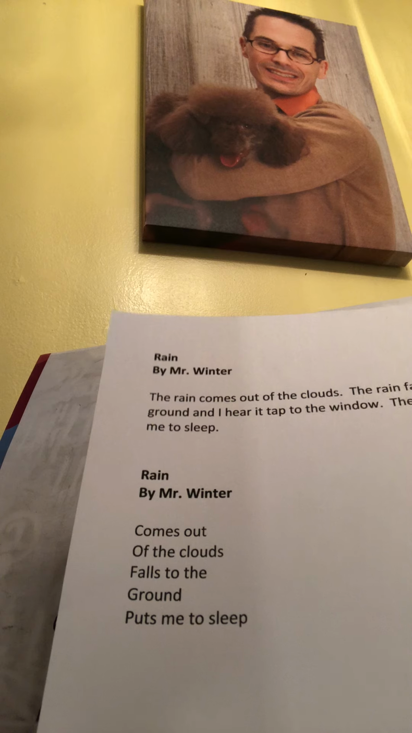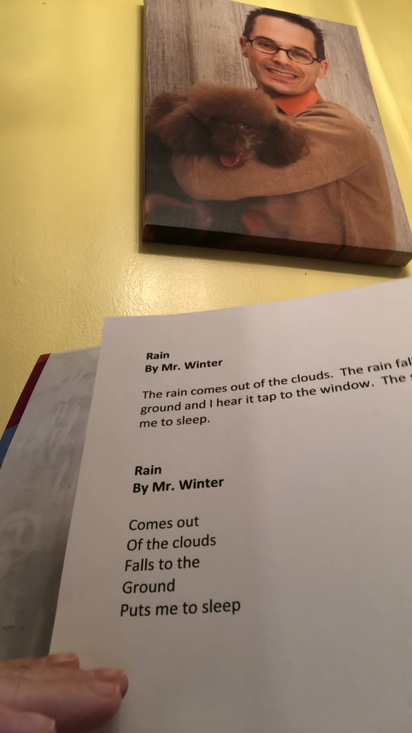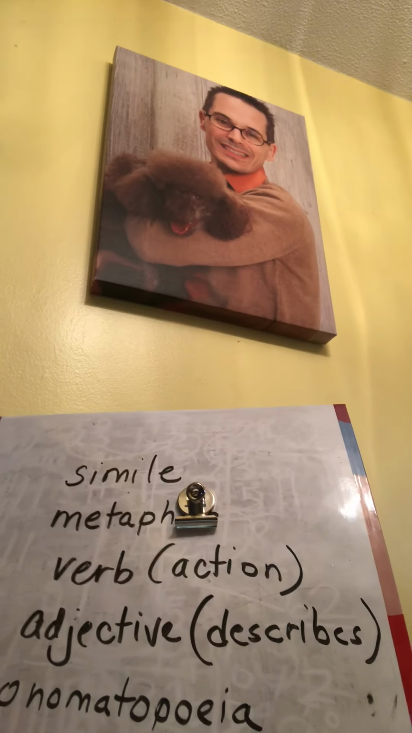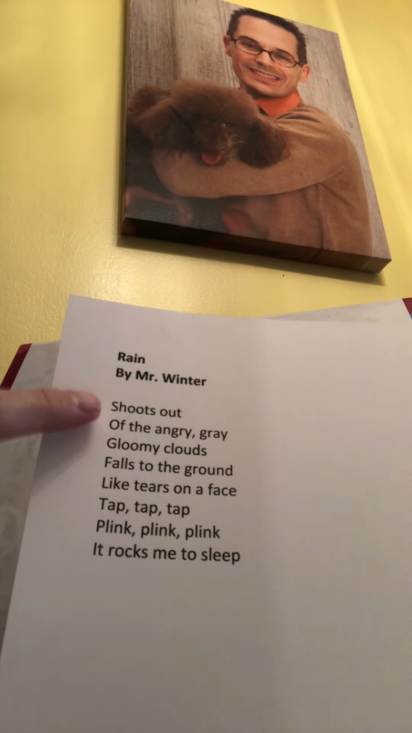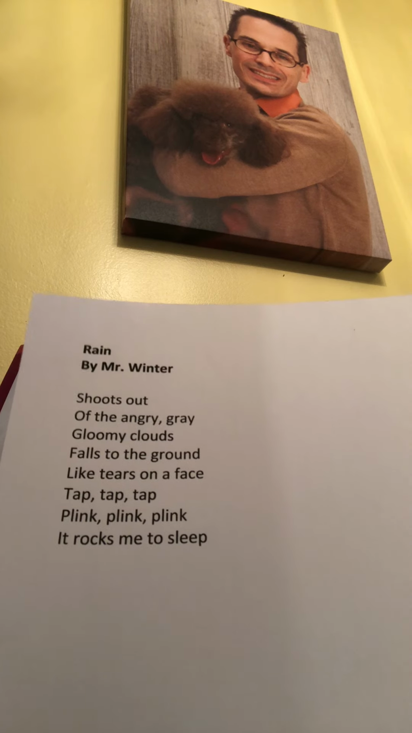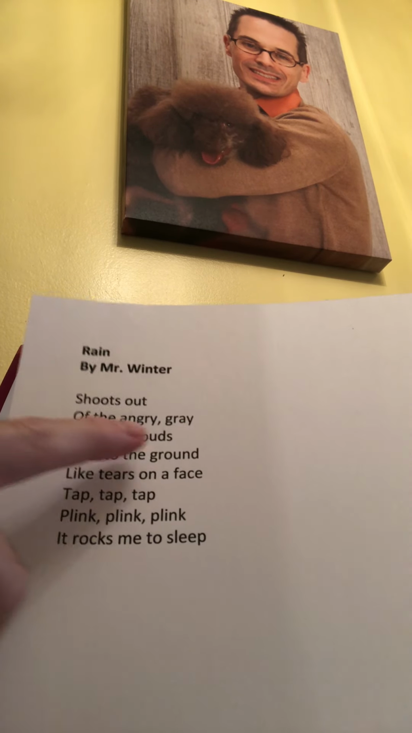You see how I'm not writing in sentences, but I'm making it look more like a poem. Now I changed it once again. Instead of "comes out," I put "shoots out." That's a strong action word. Of the angry gray clouds, of the angry gray gloomy clouds.